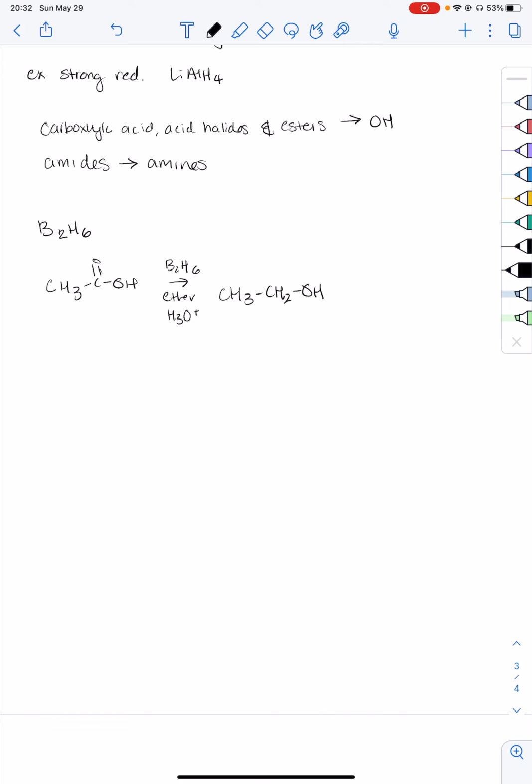During the reduction of esters, esters are normally reduced by a reaction with lithium aluminum hydride. So you could have something like propyl ethanoate, lithium aluminum hydride, ether, and H3O+. And that's going to create an ethanol and a propanol.